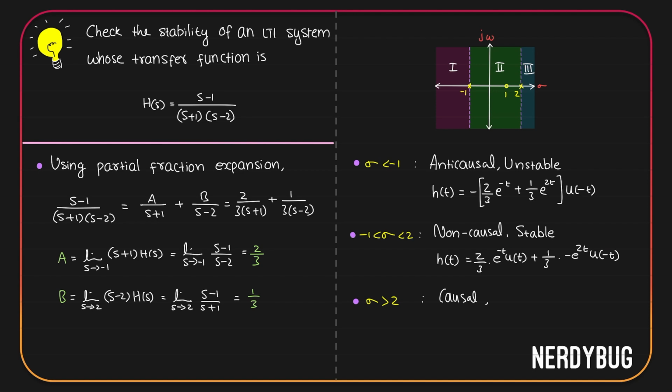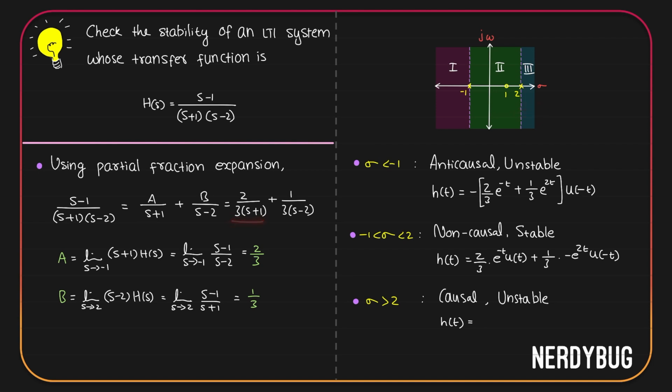Checking for stability, we can see sigma equal to 0 or the j omega axis is not included in the ROC. So the system is unstable. Let us write h of t, impulse response of this function. We need both the signals to be right-sided.